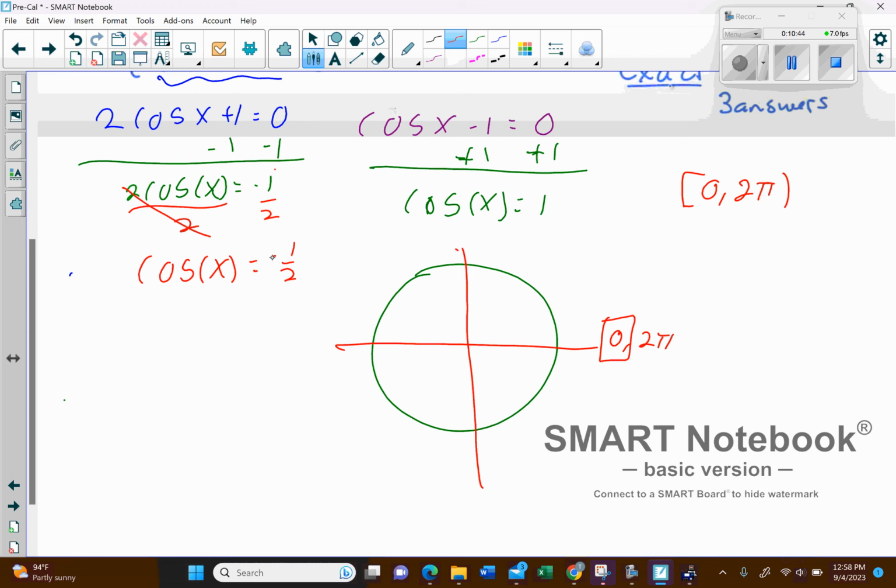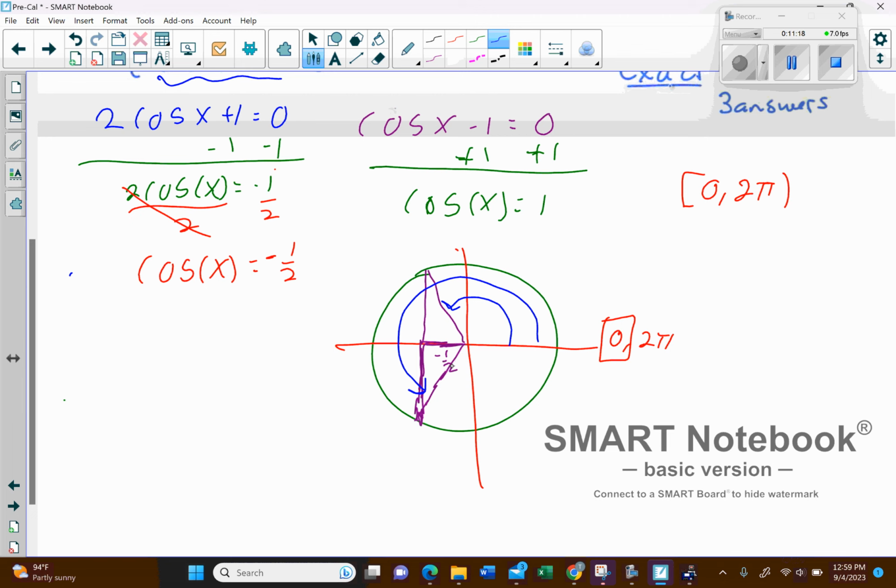And then cosine, where does it equal negative 1/2? Cosine correlates with my x value, negative 1/2. So that would be this angle right here, because that's what this x value would be. And then that would also correlate with this angle right here. It's not perfect, but there we go. So those are my two angles that I need. I want this one right here, and then the one coming all the way around right here.